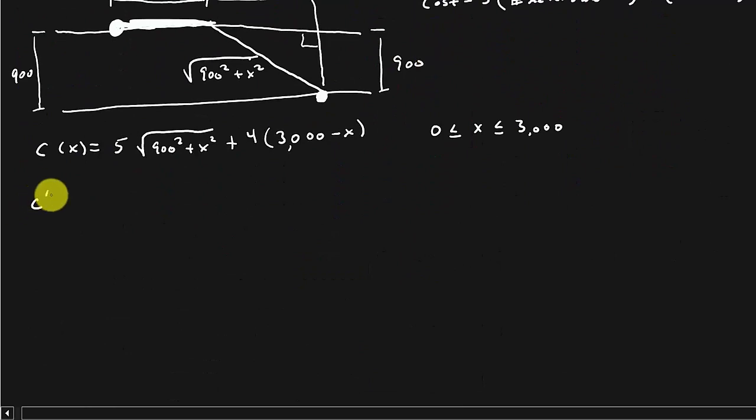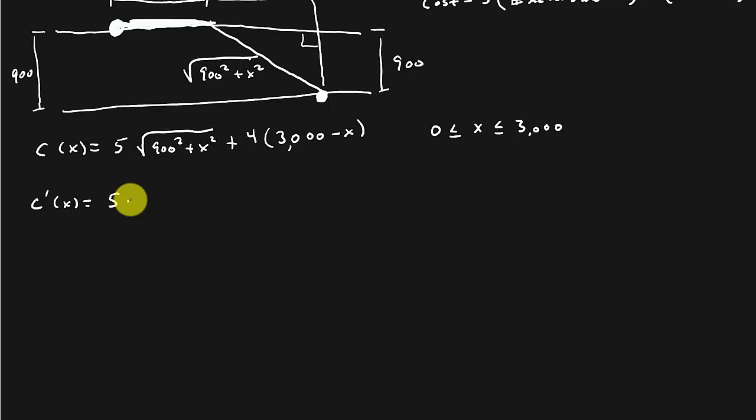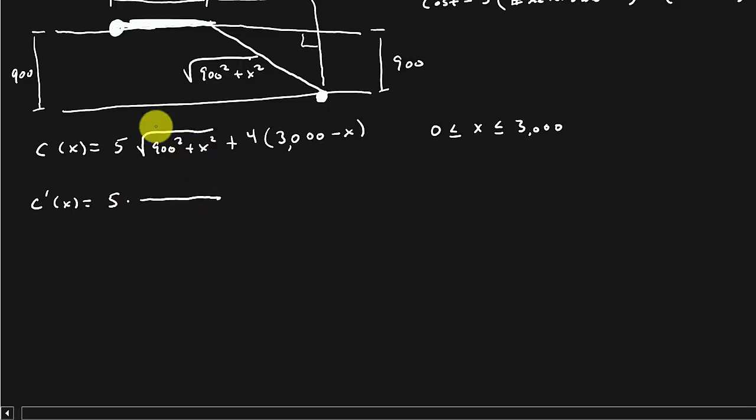So let's take the derivative. C prime of x is equal to 5 times. Now, I don't know if you've watched my previous videos, but there's a little shortcut for finding the derivative of a square root. Anytime you're taking the derivative of a square root, it's 2 times whatever that square root is in the denominator every time. And then you look underneath the square root. What's the derivative underneath? Well, the derivative of 900 squared is 0. The derivative of x squared is 2x.